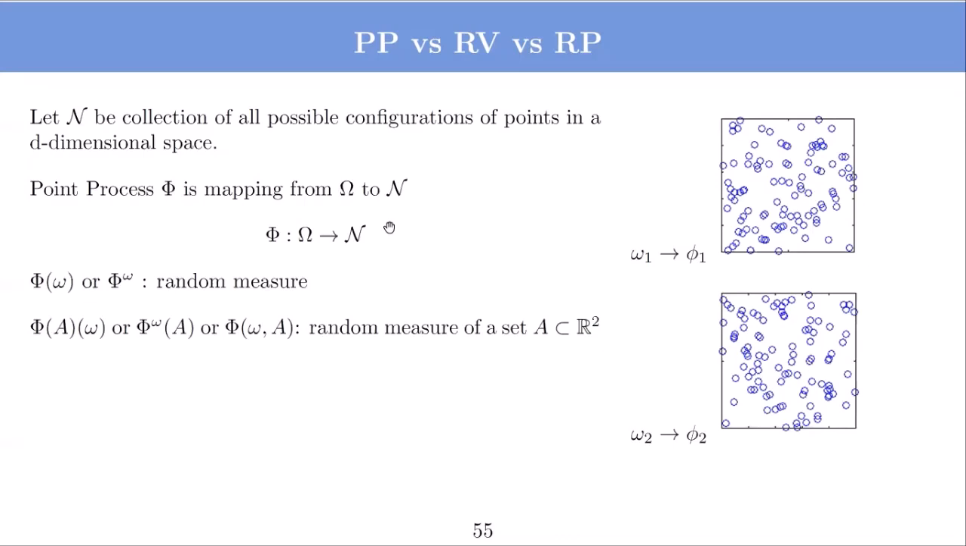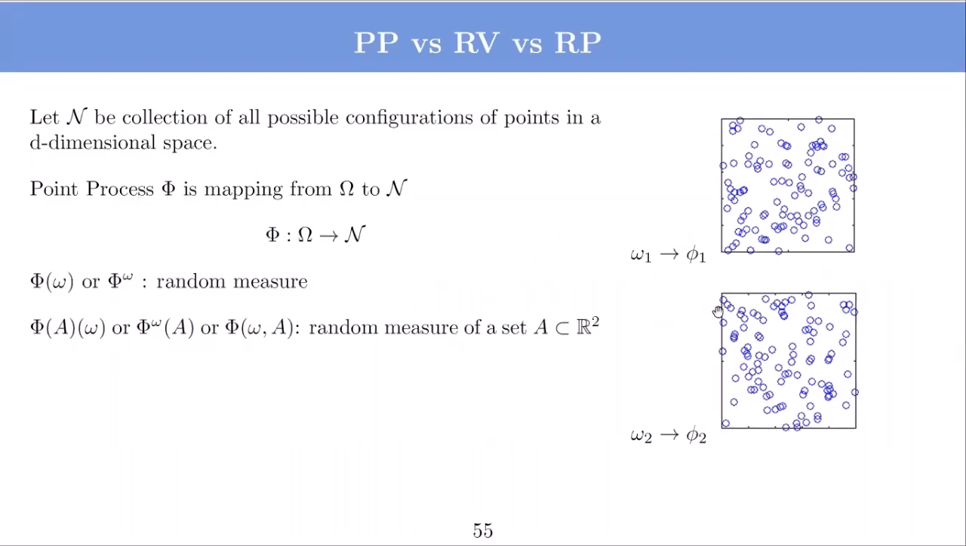Let me first define N, the collection of all possible configurations of points in d-dimensional space. Every element in this collection N is just one particular configuration of points. The point process phi is a mapping from the sample space to N, which means it takes each outcome in omega and maps it to a particular realization in N, a particular set of points. So every time you do this experiment, one omega happens, and when that omega happens, you pick one realization, a particular set of points.